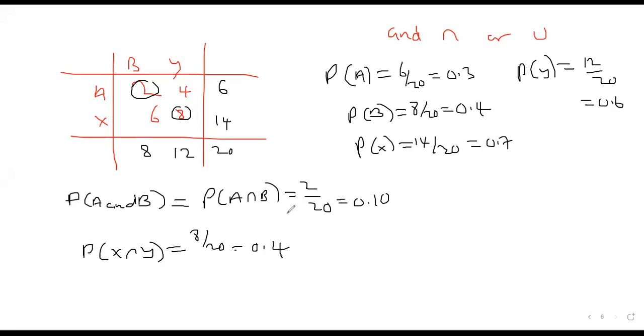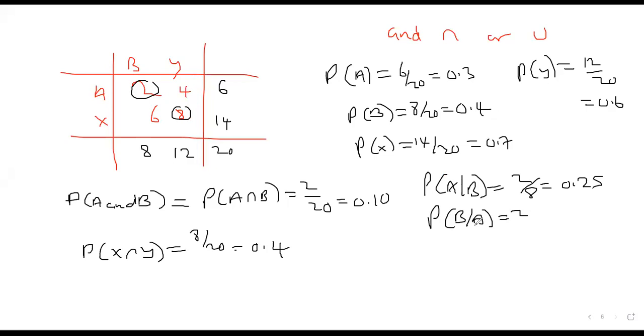But when you're dealing with conditional probability, for instance, probability of A given B, you go where A and B meet, which is at 2, but the total for the bottom guy, the total for B, is what? 8. So this is going to be 0.25. How about probability of B given A? They still meet at 2, but the total for A, which is 6, gives 0.33.